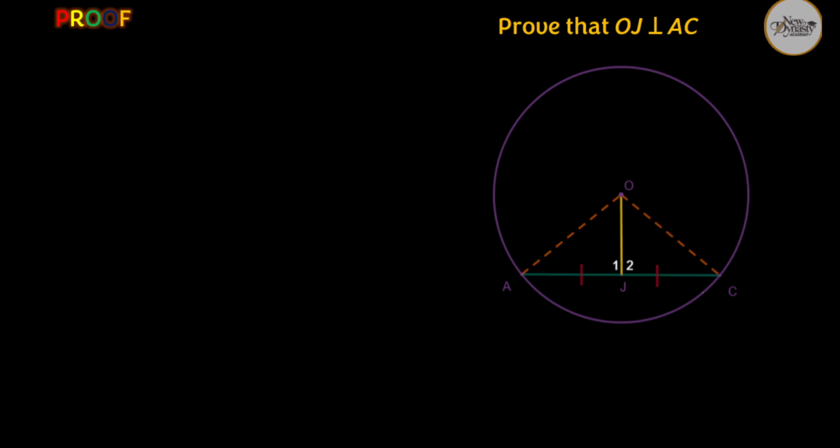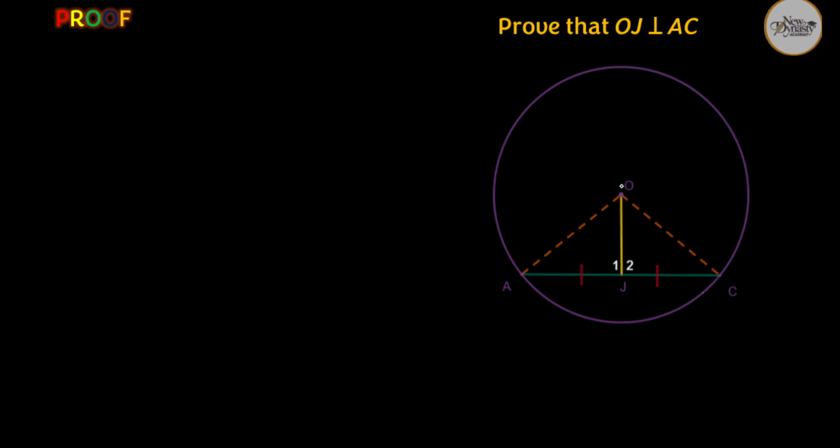So let's see what is required to be proven. We are required here to prove that OJ is perpendicular to AC. We know that OJ bisects AC, but we still need to prove that angle J2 and angle J1 are 90 degrees, and that is what's going to make OJ perpendicular to AC. So let's go on and do that.